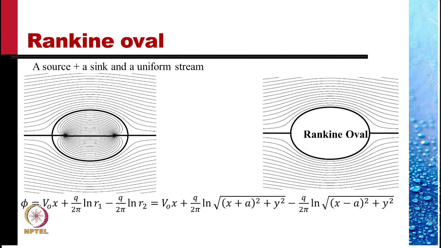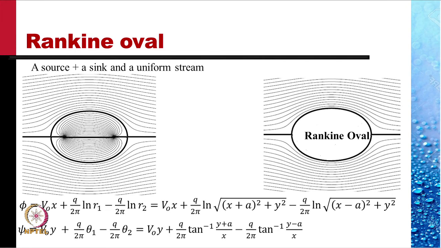The potential was written as the potential due to the free stream, due to the source, and due to the sink. Source and sink are situated at x is equal to minus a and x is equal to plus a. Similarly, we could write the stream functions for this. This we had done in the last lecture.